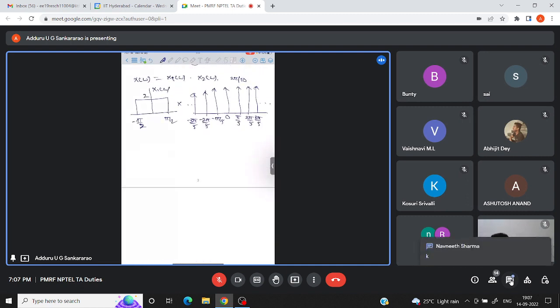Now this multiplication we have to do. So what will we get here after multiplication?